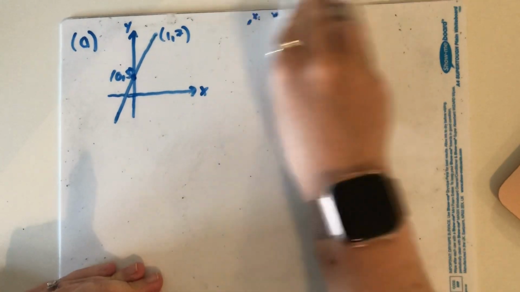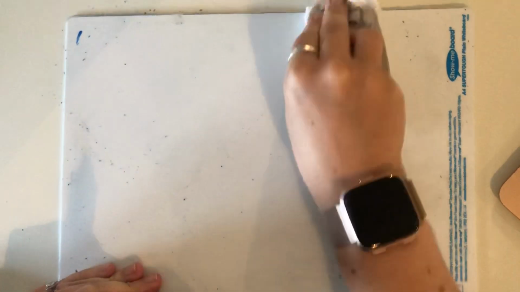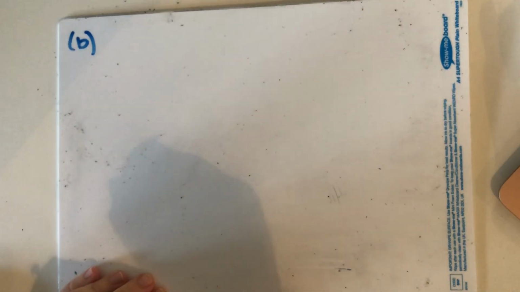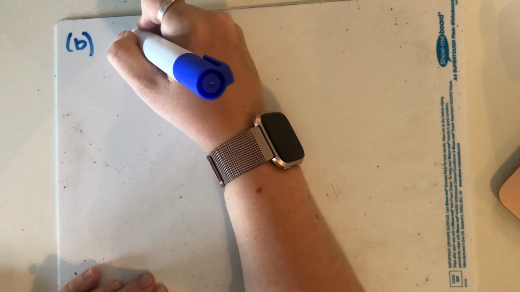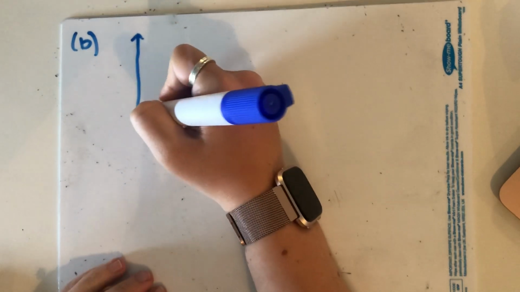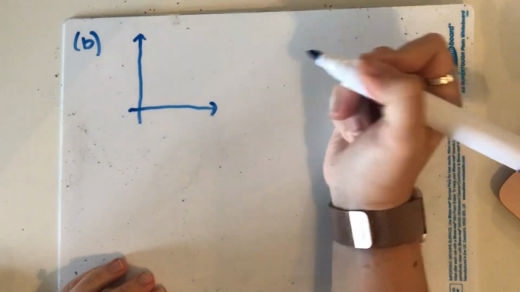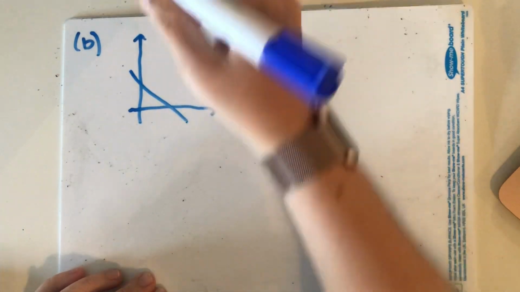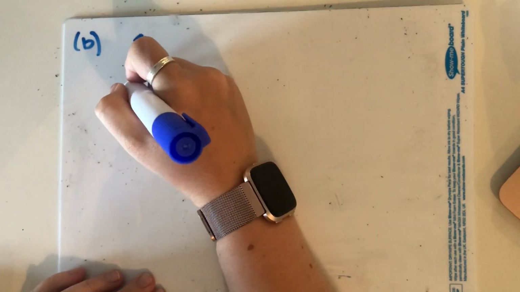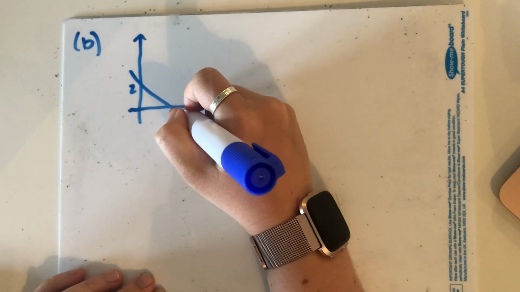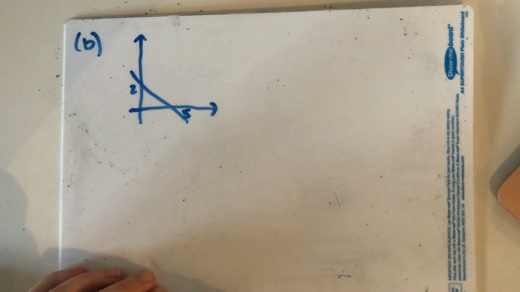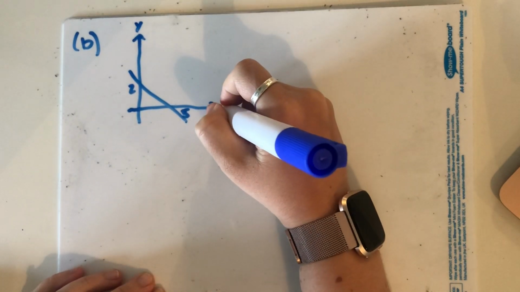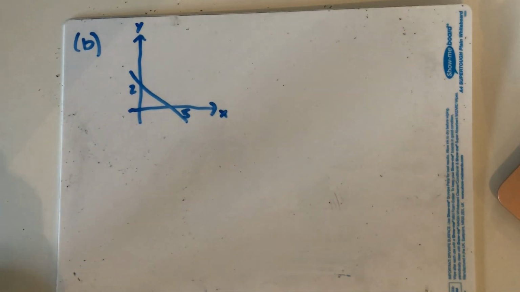I'll just do the next one on this video as well. So for part B, you'll be able to see it's a line that slopes down the way this time, so we would expect our gradient to be negative. In this one, all we know is your line cuts through your y-axis at 2 and it cuts through your x-axis at 5.